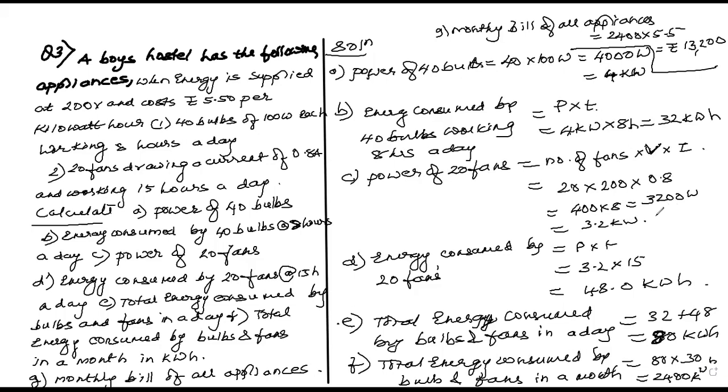How much do I get, children? I get 3.2 kilowatt. So energy consumed by 20 fans will be 3.2 into 15 hours a day it works. It becomes 48 kilowatt hour. Total energy consumed by bulbs and fans in a day is 32 plus 48, 80 kilowatt hour. Total energy consumed in a month will be 80 into 30, 2,400 kilowatt hour. So monthly bill of all appliances will be 2,400 into 5.50. It works out to be 13,200.